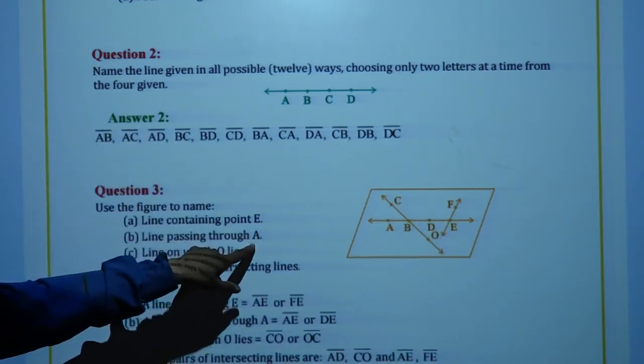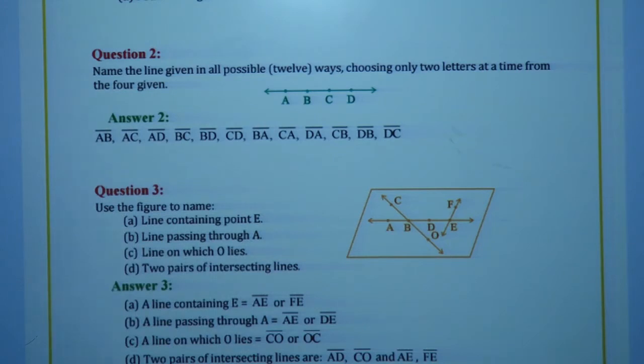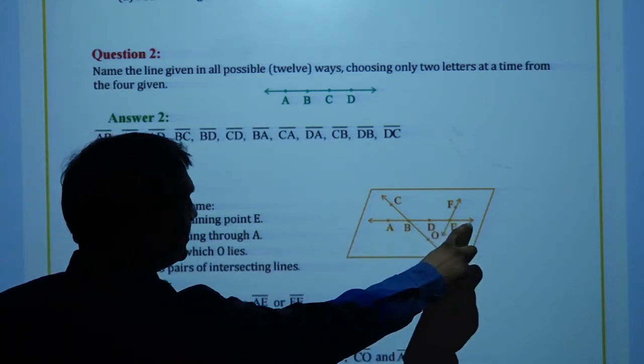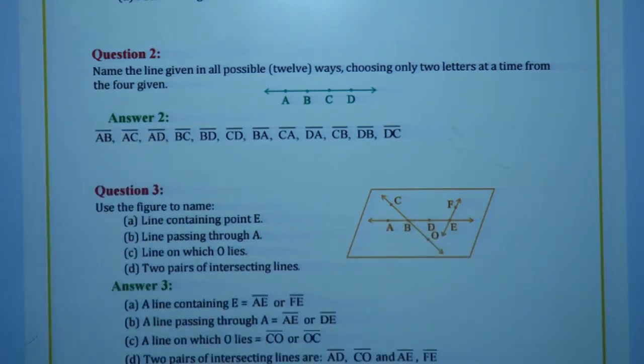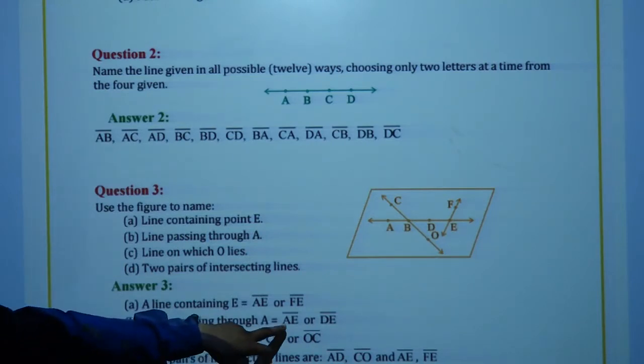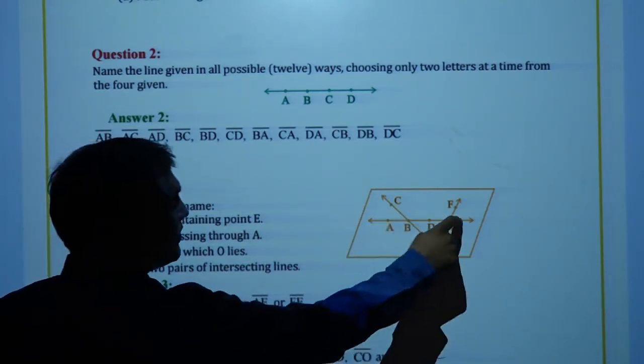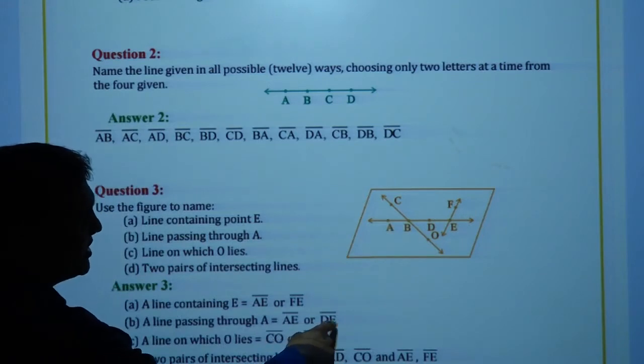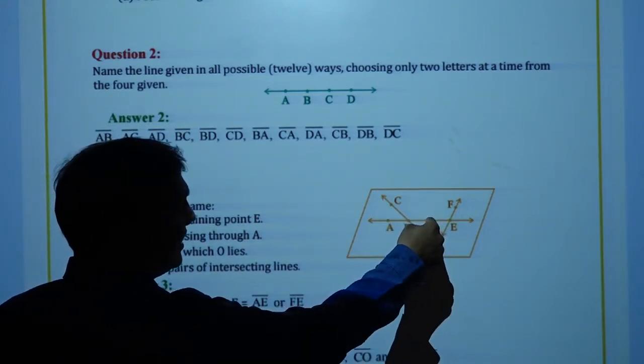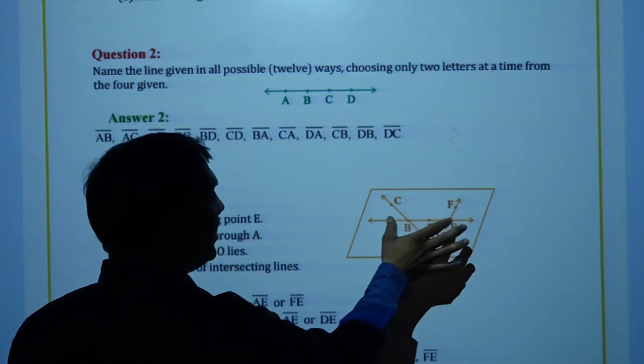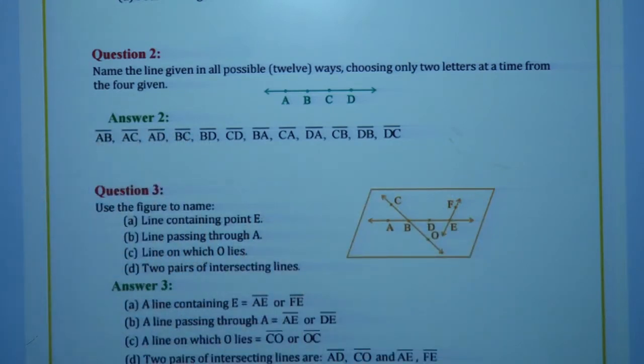Next question: lines passing through A. Which lines are passing through A? One is AE. This AE is passing through A, and next one is DE. So on A, lines AE and DE are there.